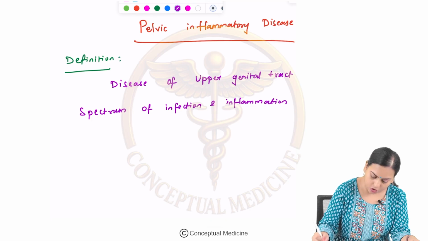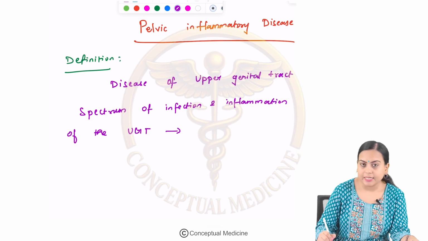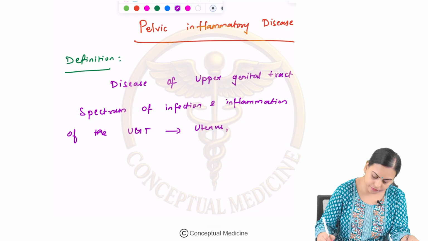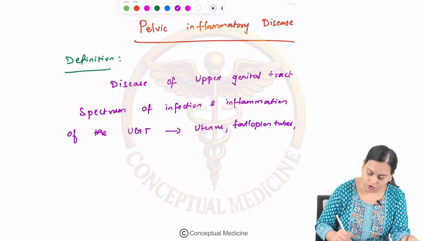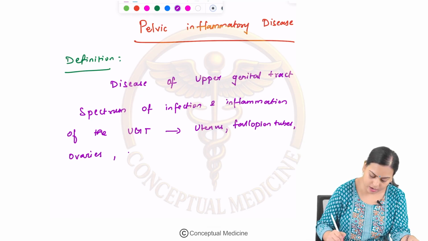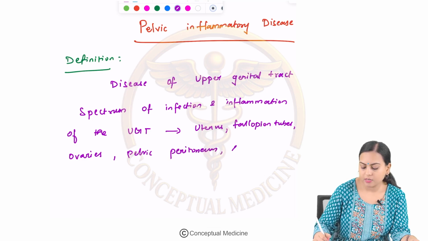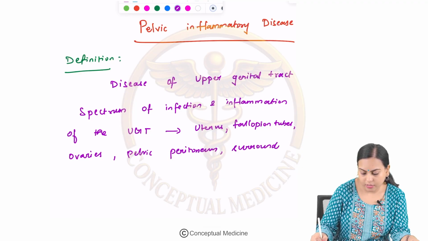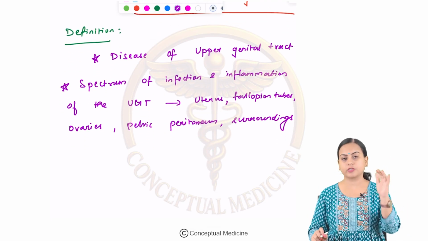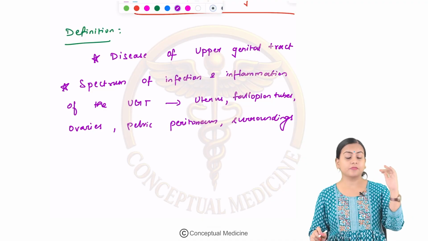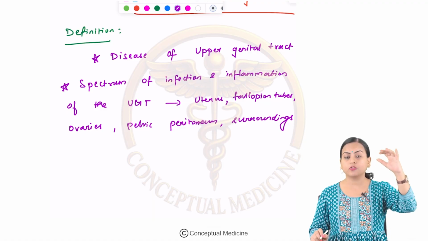inflammation of the upper genital tract, typically involving the uterus, fallopian tubes, ovaries, pelvic peritoneum and the other surrounding structures. So these are the 2 points you have to know. First, it is a disease of the upper genital tract. There is infection as well as inflammation seen mainly in the uterus, tubes, ovaries, peritoneum and adjacent structures.